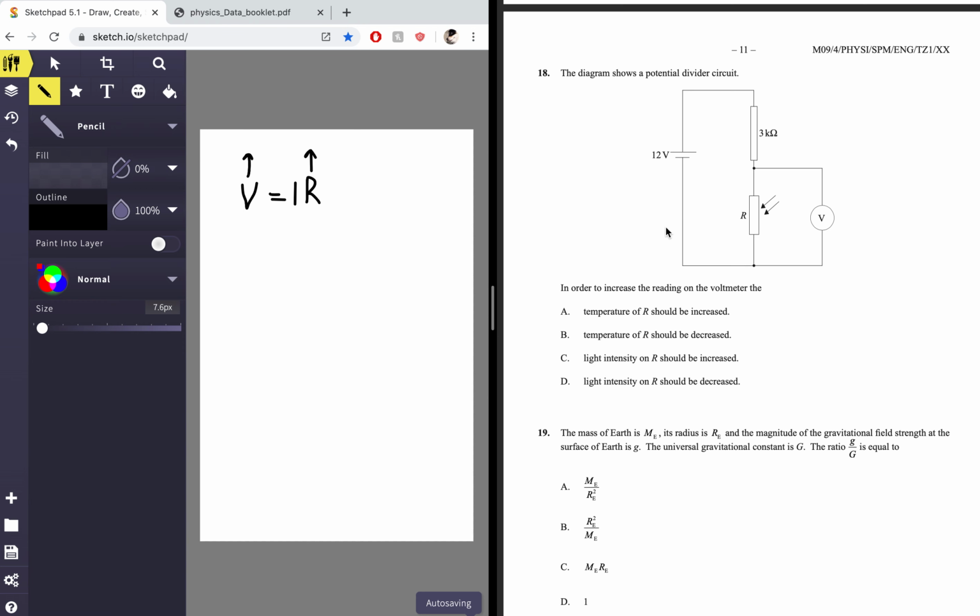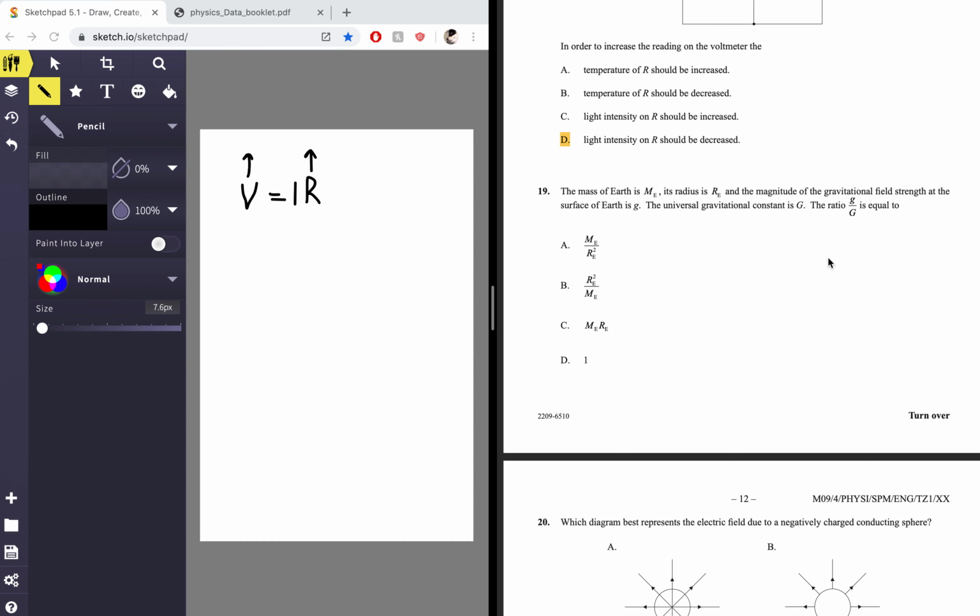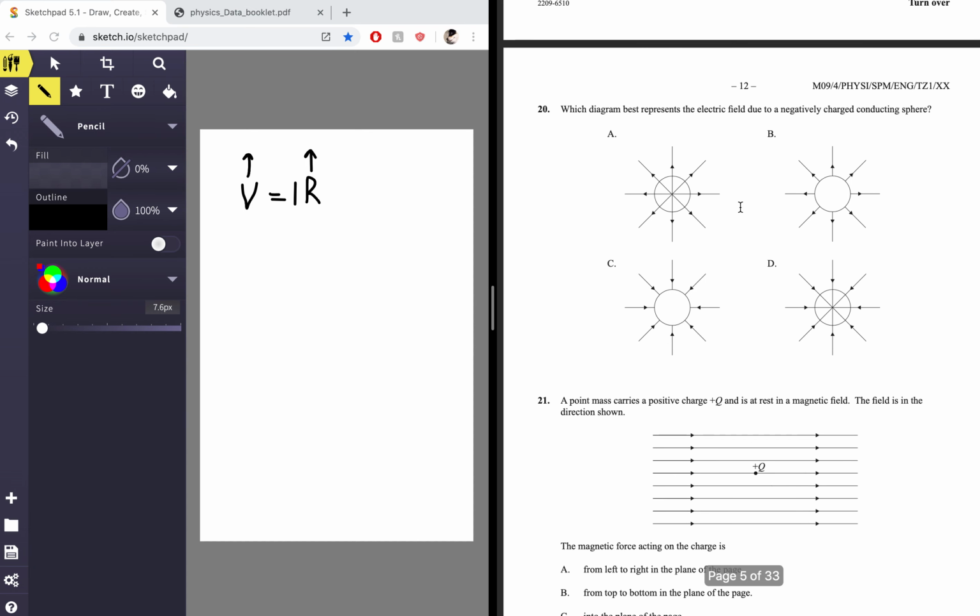So how do we increase the resistance of a light-dependent resistor? We can do that by decreasing the light intensity, and you have to remember that. Essentially, when it gets darker, the resistance of this resistor will increase, and that will increase the potential difference that occurs at the resistor. So the answer is D. Okay, this is not topic 5, so let's skip that.